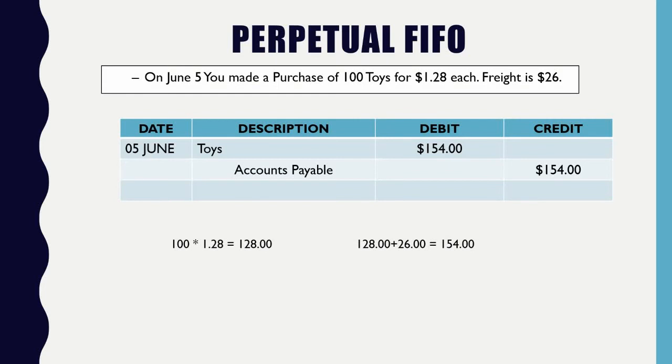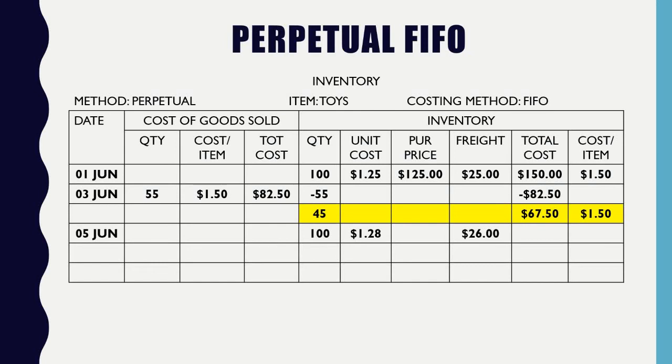So then what happens when I buy more inventory? Okay, so in this case, on June 5th, I end up purchasing an additional 100 toys for $1.28 with a freight costing $26, right? Simple. We just pop that into our inventory worksheet, right? Because we're going to have a list of items that we have. So in this case, I pop in my purchase of 100 at $1.28. So you're going to solve for the purchase price of $128 plus $26 gives you $154, which then makes your cost per item to be $1.54.